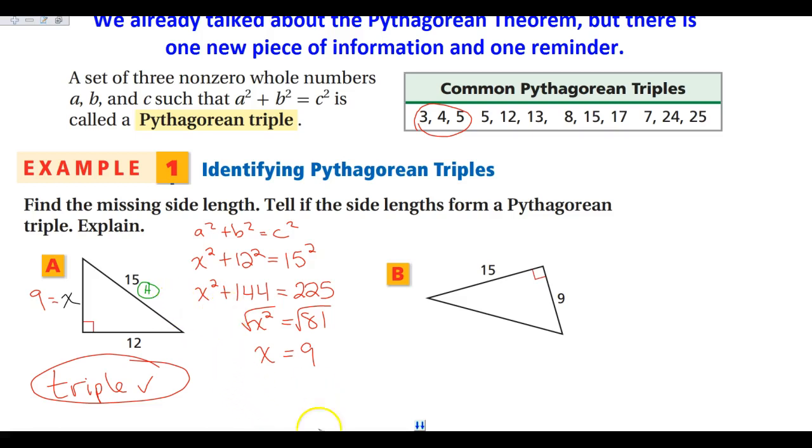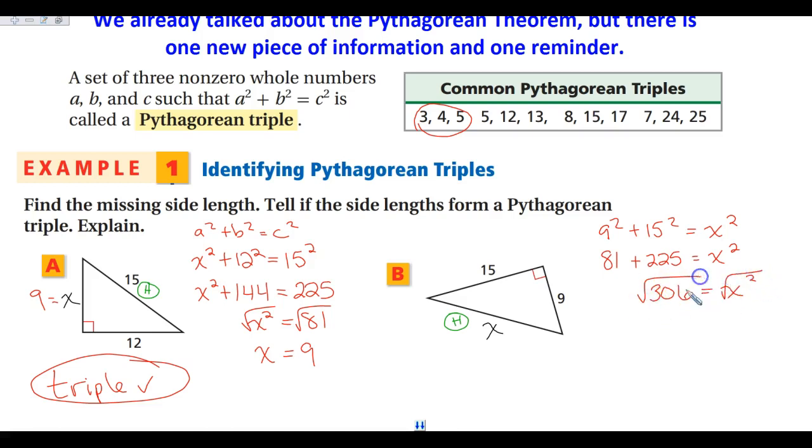Okay, let's do another one. Again, we're finding the missing side. My hypotenuse is x, so that's my c. So I'm going to do 9 squared plus 15 squared is equal to x squared. 9 squared is 81. 15 squared is 225. And that's going to equal x squared. When I add these together, I'm going to get 306 equals x squared.